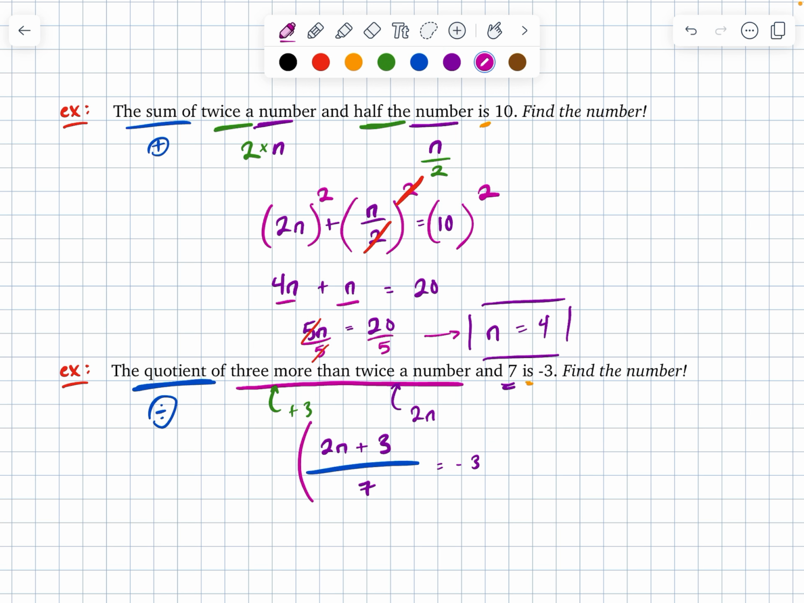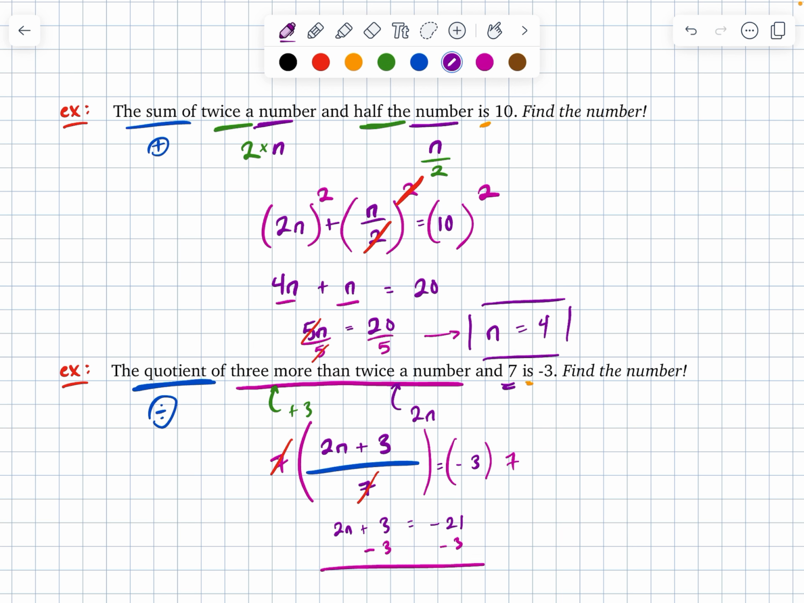Well, to get rid of that pesky divide by 7, let's multiply both sides by 7. So I'm going to do times 7 on the left. Our 7 on the top, 7 on the bottom. Those go away. I've got 2n plus 3 left over. And then I've got -3 times 7 on the right. Well, that's -21.